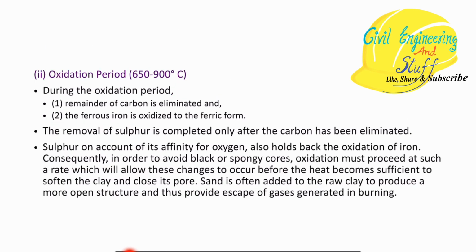Then the next stage is the oxidation process, and this takes place at around 650 to 900 degrees Celsius. So basically, in this stage, the remaining chemical reactions take place at a certain temperature range, right? The remainder of the carbon is eliminated, and the ferrous oxide is oxidized to get the ferric form.